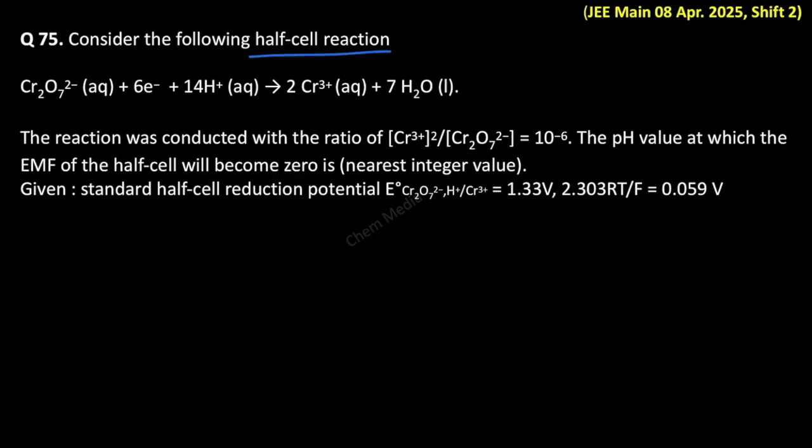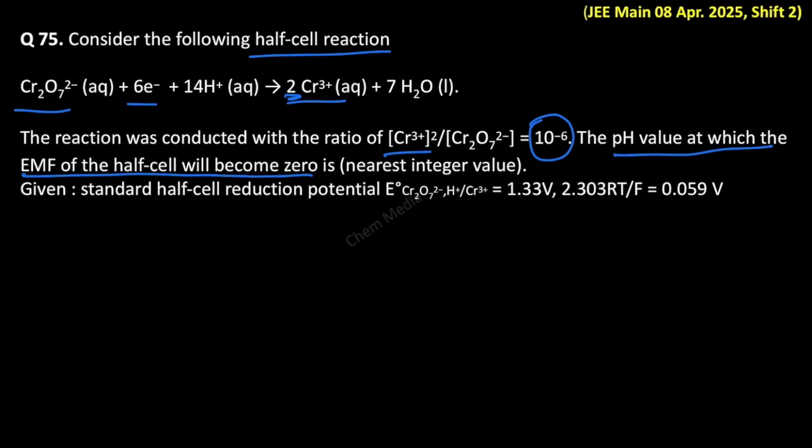Consider the following half cell reaction. Dichromate ion gaining 6 moles of electrons and becoming 2 moles of chromium 3 plus. The reaction was conducted with a ratio of concentration of chromium 3 plus whole square, because we have the stoichiometric coefficient 2, divided by dichromate ion, equal to 10 to the power minus 6. Basically, part of the reaction quotient value is given. In that case, what is the pH value at which the EMF of the half cell will become 0? We have to find out the nearest integer.